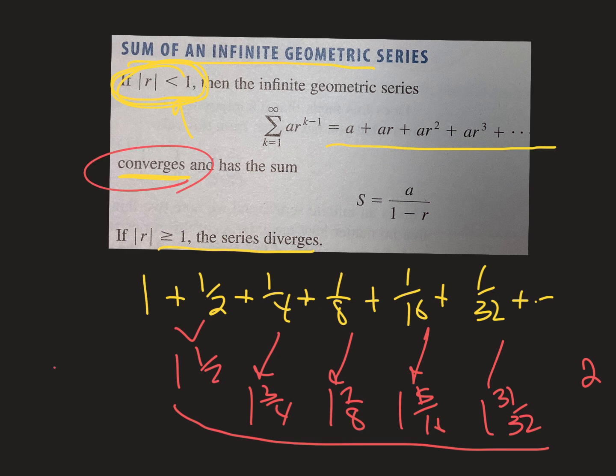But again, this only works because r is a half. R is less than 1. And again, how do you find r? Second term over first term. There's your formula. That's what we're going to use for an infinite geometric series. It's got to be that formula. It's got to be infinite. And r is got to be less than 1. I'm going to show you one example and we're done.